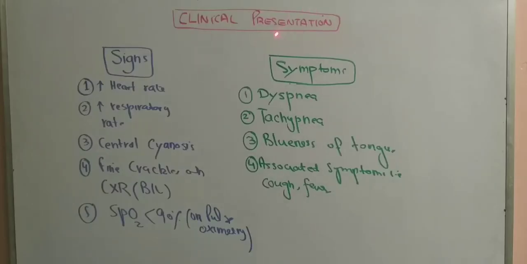Now, talking about the clinical presentation of patients with a diagnosis of ARDS, their symptoms will be that they will be having difficulty in breathing. They may be breathing more than the usual number of times. There may be blueness of the tongue, and the patient also complains of other associated symptoms. For example, if pneumonia turns out to be the basic cause of the ARDS, the patient may give a history of fever and cough and productive sputum of yellow or white color.